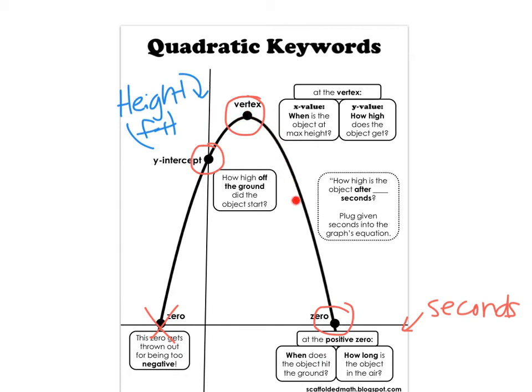And then the parabola comes back down, and when we're down here at the positive zero, or the positive x-intercept, that tells us when the object hit the ground. And how do we know it hit the ground? Because this is where 0 feet are. So we're going to use all three parts of this parabola, these sections of the parabola, to answer some word problems.